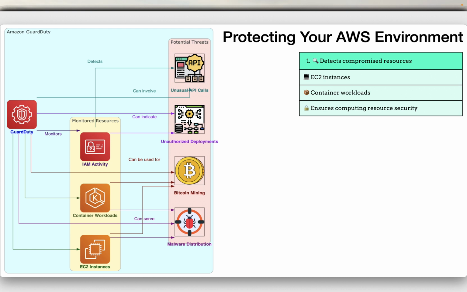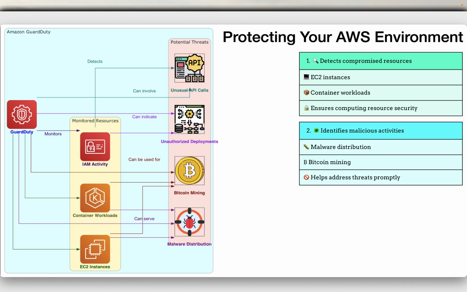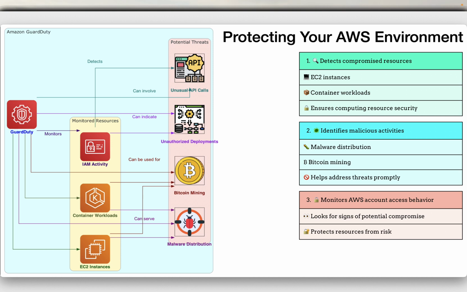So, protecting your AWS environment. GuardDuty continuously monitors your EC2 instances and container workloads to identify potential compromises. The service can detect if your EC2 instances or containers are being used to distribute malware or mine Bitcoin, helping you promptly address these threats. GuardDuty keeps a close eye on your AWS account access patterns, looking for signs of potential compromise that could put your resources at risk.